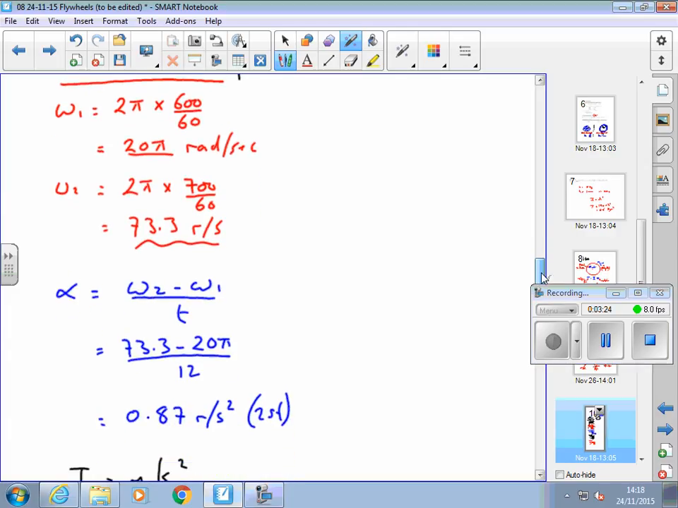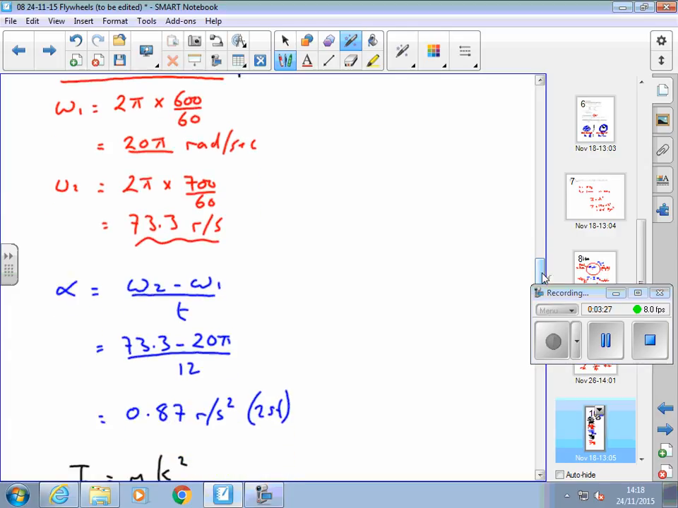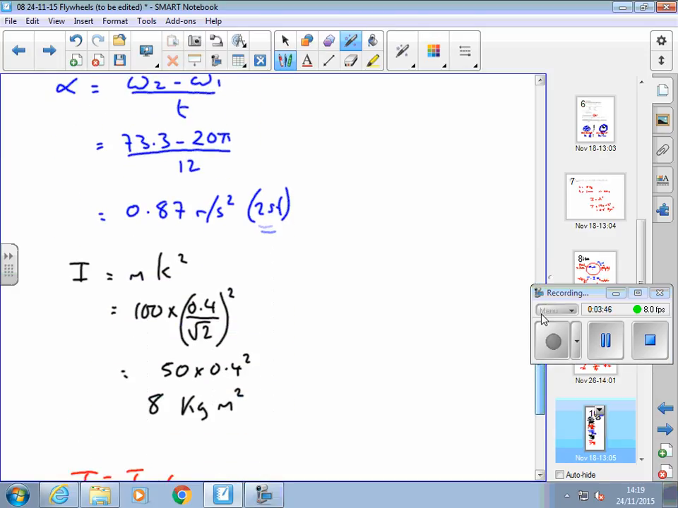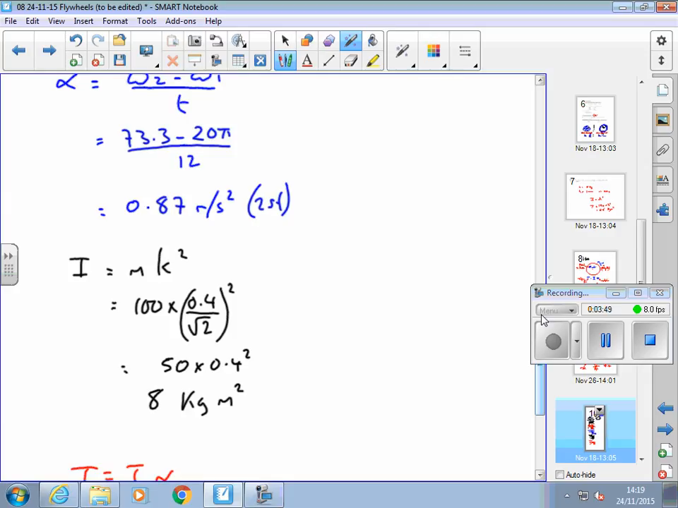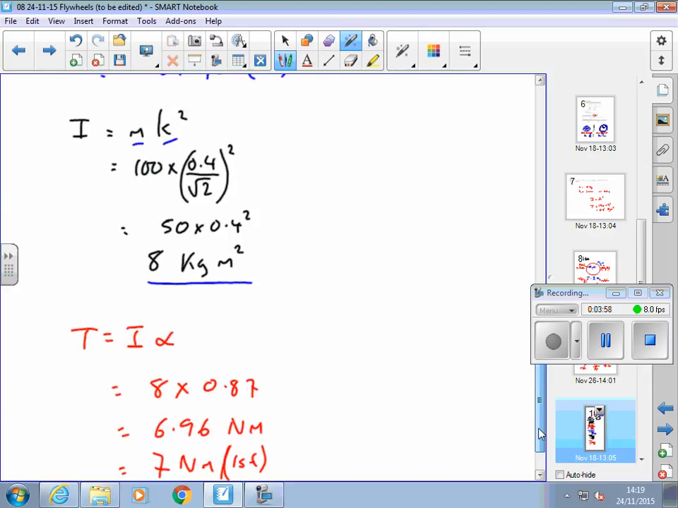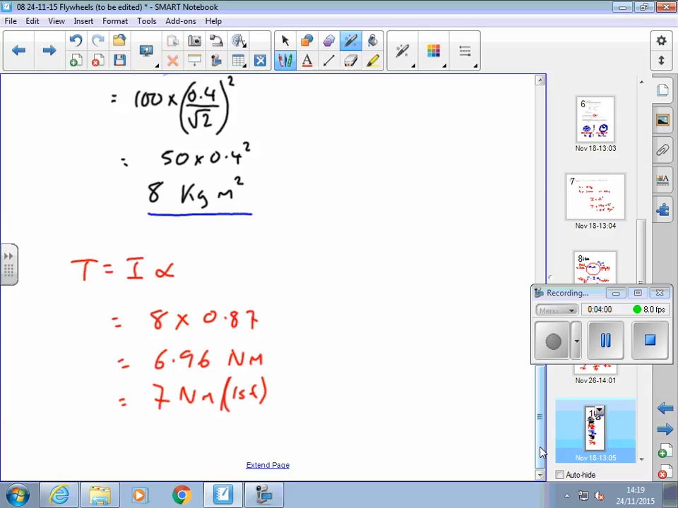So we've got omega 1 and omega 2, so that means we can find alpha. The angular acceleration is just omega 2 minus omega 1 over 12, 0.87 radians per second squared. I've rounded that. You know, the more you round, the more inaccurate your answer is going to be, so hold on to some accuracy. Now I need to know what I is, the moment of inertia. So multiply the mass by the radius of gyration squared gives me this. And finally, the torque is the moment of inertia times the angular acceleration. So 7 Newton meters to one significant figure. We measure torque in Newton meters.